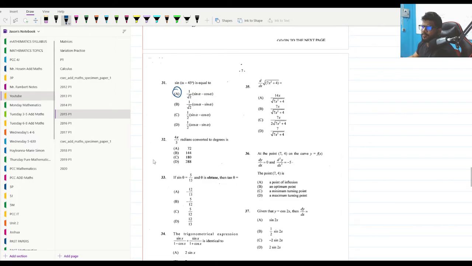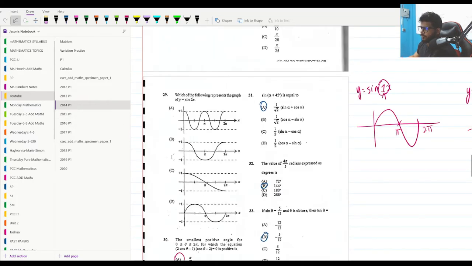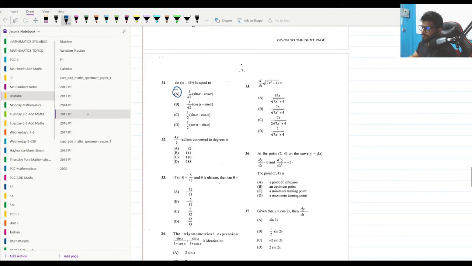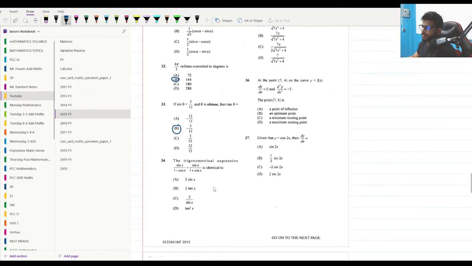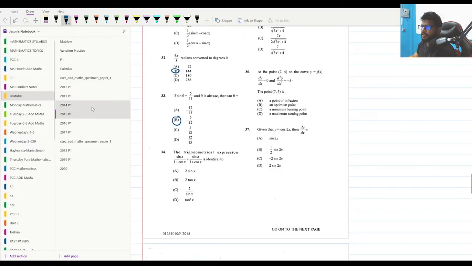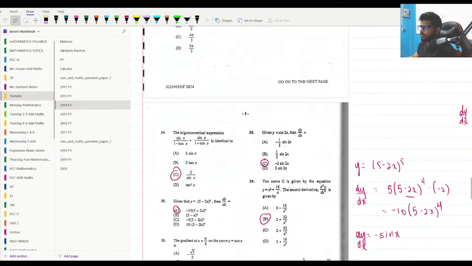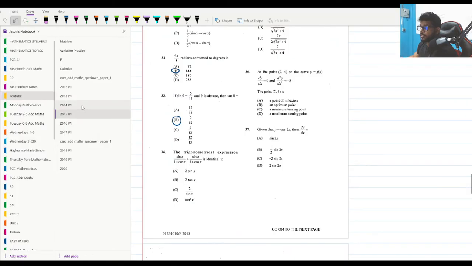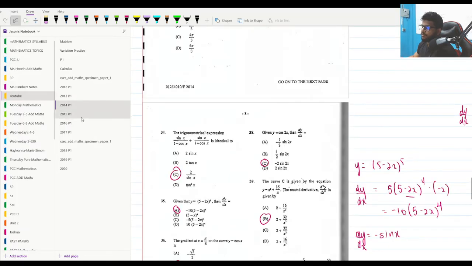144 degrees, 4 pi on 5. Let's just double check. 4 pi on 5 is 144. So you're seeing what's repeating plenty, yeah? Minus 5 on 12. This repeated as well. Sine x over 1 minus cos x plus sine x over 1 plus cos x, 2 over sine x.